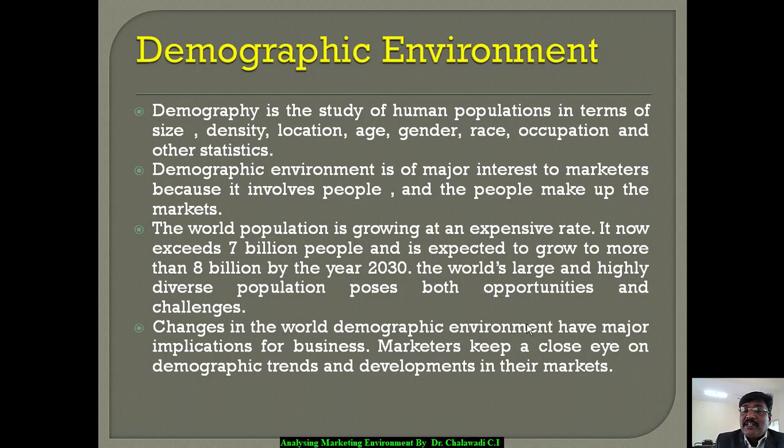So marketers should keep a close eye on demographic trends and developments in their market. The marketer should know what demographic changes and developments are occurring in the present business world. So this is about what the demographic environment is.